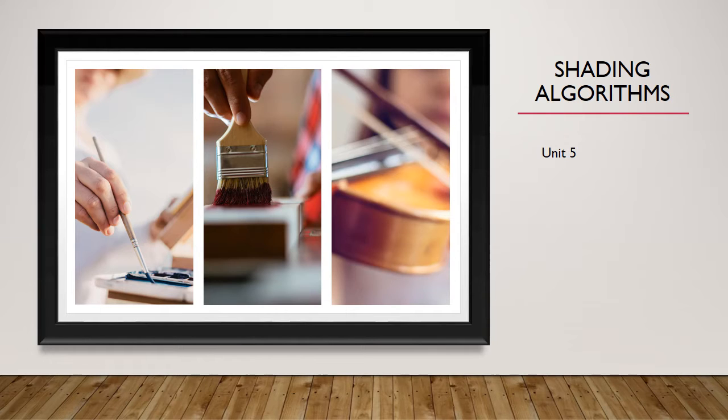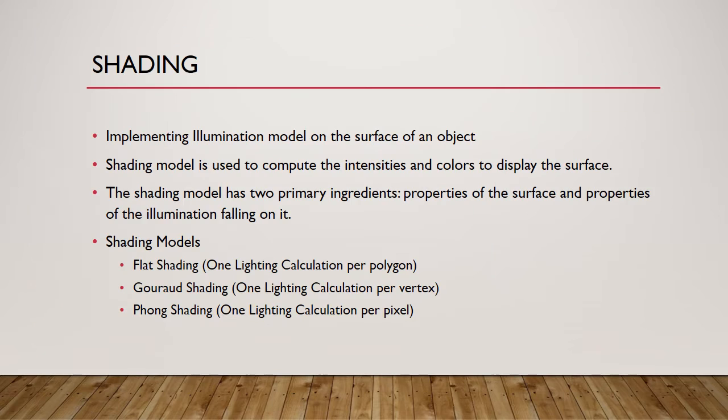I'm going to explain shading algorithms. Shading algorithms are actually illumination models applied on the surface of the object. A shading model computes the intensity and the colors to be displayed on the surface of the object. There are primarily two kinds of shading models. The primary ingredients of the shading models are the properties of the surface and the properties of illumination falling on it. We are going to study three kinds of shading models: flat shading, Gouraud shading, and Phong shading.